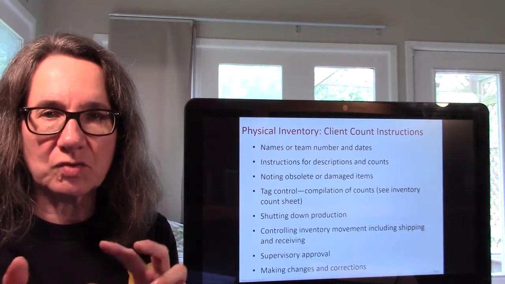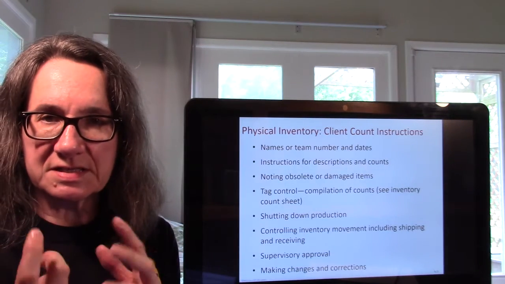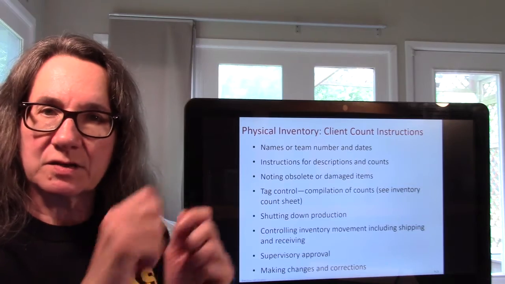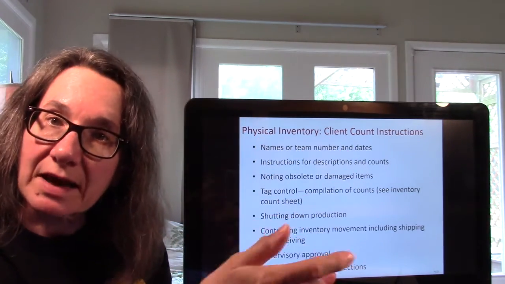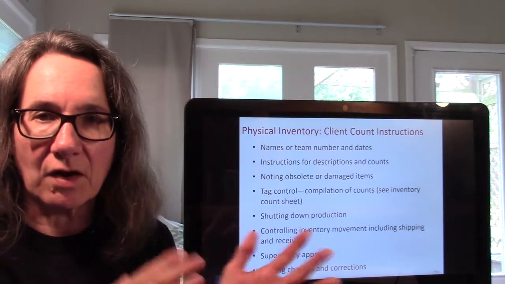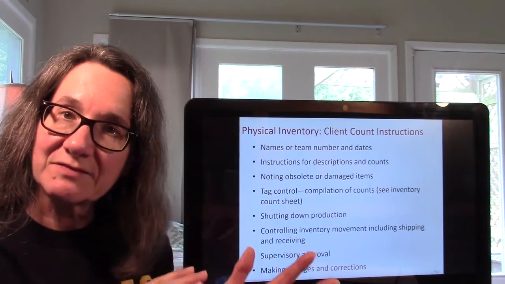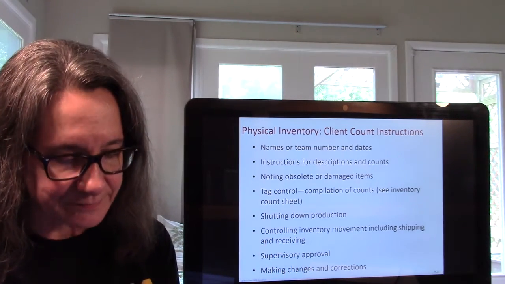How do they control what they're counting, right? So there's usually a system of tags that they use to say count this, not this. This has already been counted. So how are they making sure that all the inventory gets counted, but none of it gets counted more than once, right? How are they controlling that?